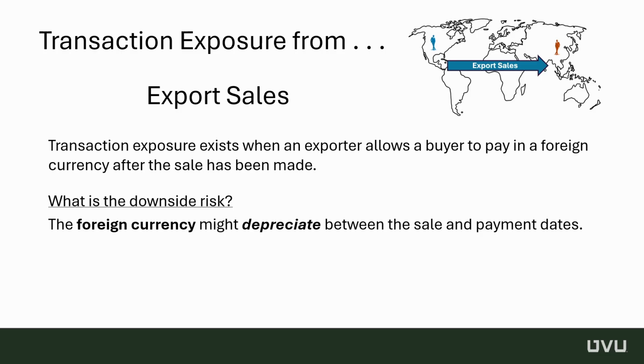In other words, we've contracted to receive a certain foreign currency amount in the beginning, and that will not change over time. But there is the potential that the foreign currency will be worth less at the time we receive it. Let's go through this again, but now in reverse.